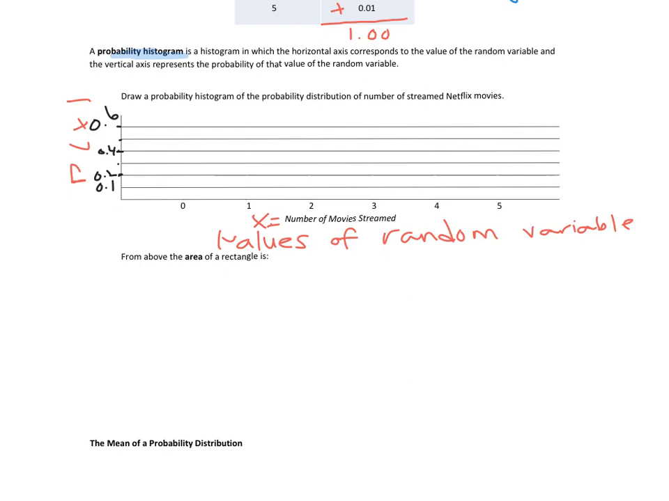All right, and so histogram, we know the bars touch, so I'm just going to make spaces for my bars first. So for discrete variables, not continuous variables, the number is normally right in the middle of the bar. And the probability that they stream 0 movies is 0.06. So a little over halfway on that first notch. 1 is 0.58, so almost all the way to the tippy top.